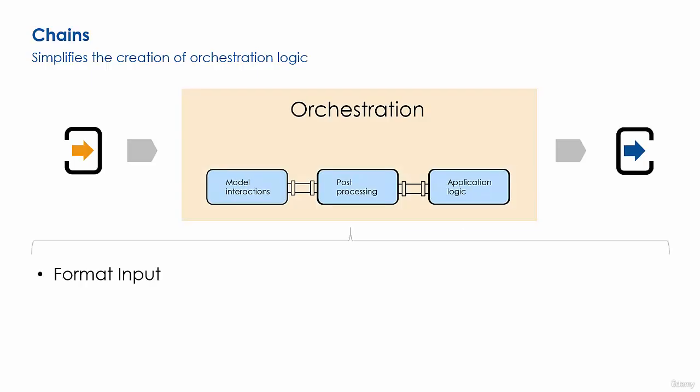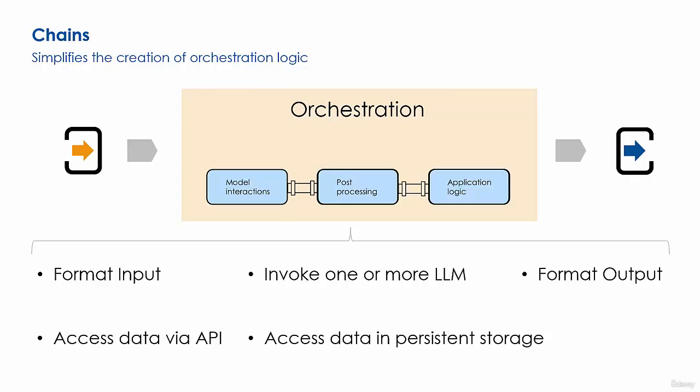It formats the input. For example, it may convert the input to lowercase, or it may filter out the personally identifiable information in the input. It can invoke one or more LLMs, format the output. It may have the code to access data from other sources such as APIs, databases, or files. LangChain offers utility components that make it easy to build the orchestration logic. The orchestration logic built with LangChain components is referred to as a chain.